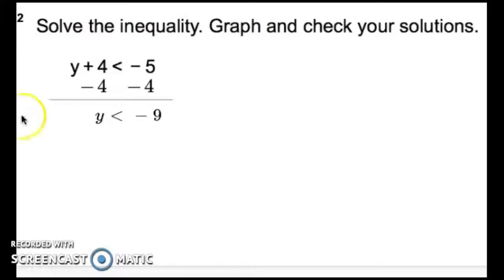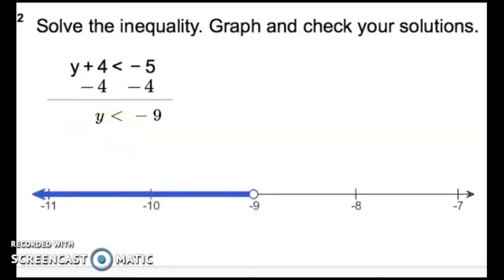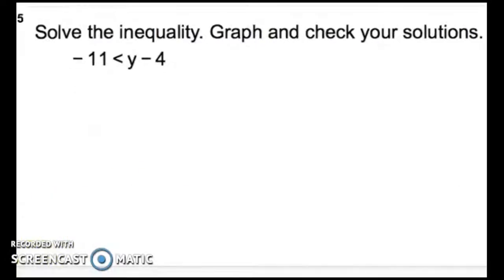Now to graph them, the negative 9 is the starting point. The arrow here for the inequality is telling you which way it's going to go, and it's pointing toward the left. So that means it's going to the left. We have an open circle at negative 9 because there's no line under the inequality. And then we just go to the left. So that's the graph for number 2.